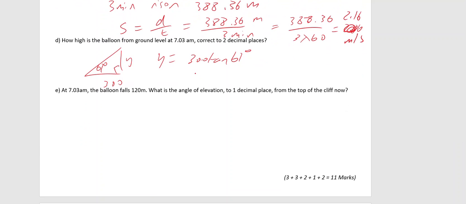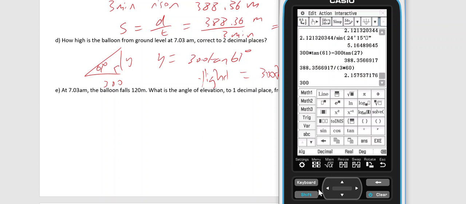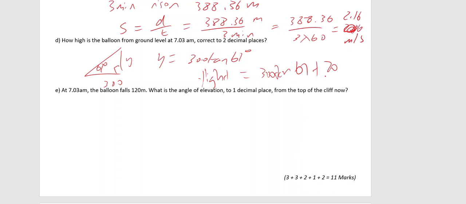So the height of the balloon at 7:03 a.m. would be 310.61 plus 20 meters. So 310.61 plus 20. So 561.21. 561.21 meters.